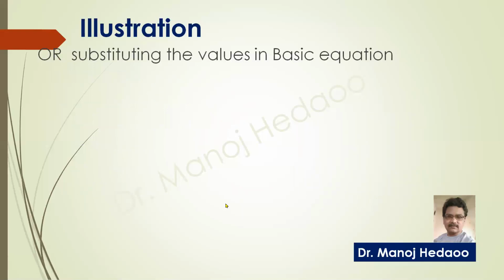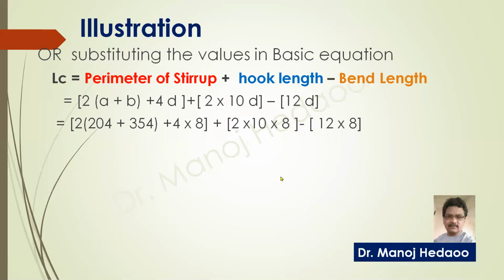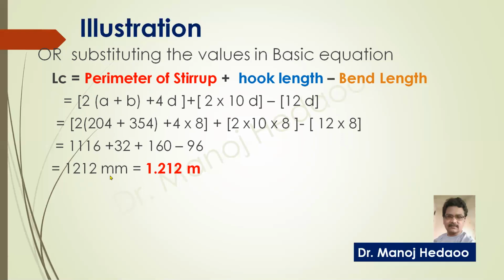Now we can check whether we are correct or not, by substituting the values in the basic equation. The basic equation is 2 into (A plus B) plus 4D plus 2 into 10D minus 12D. After substituting values you will get the same answer, that is 1212 mm, that is 1.212 meter.